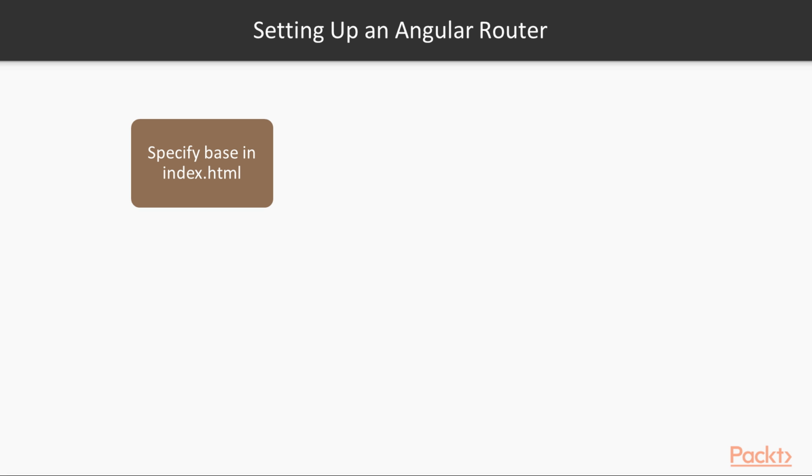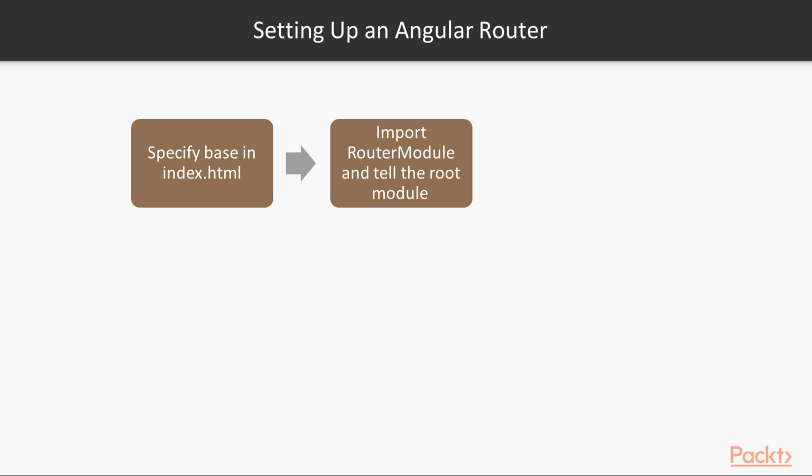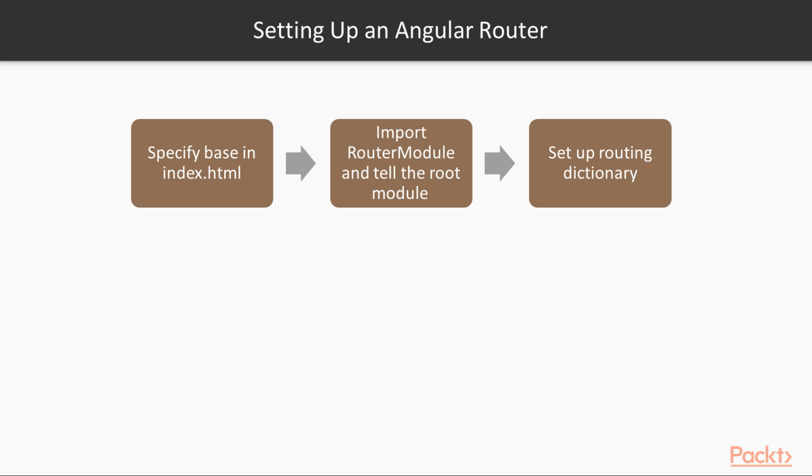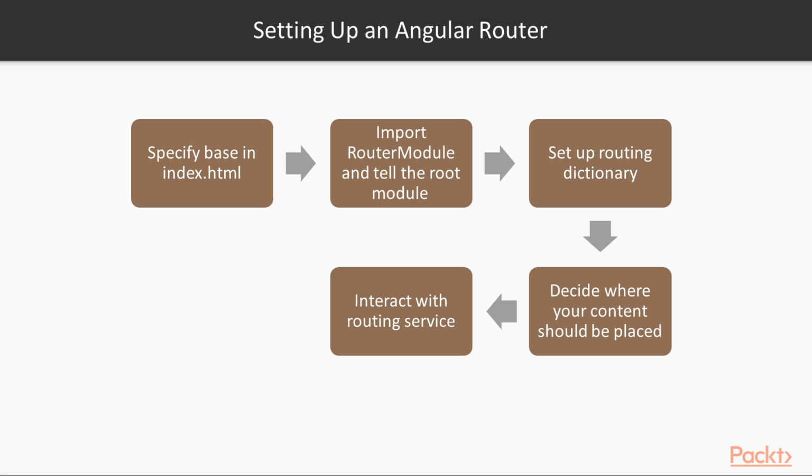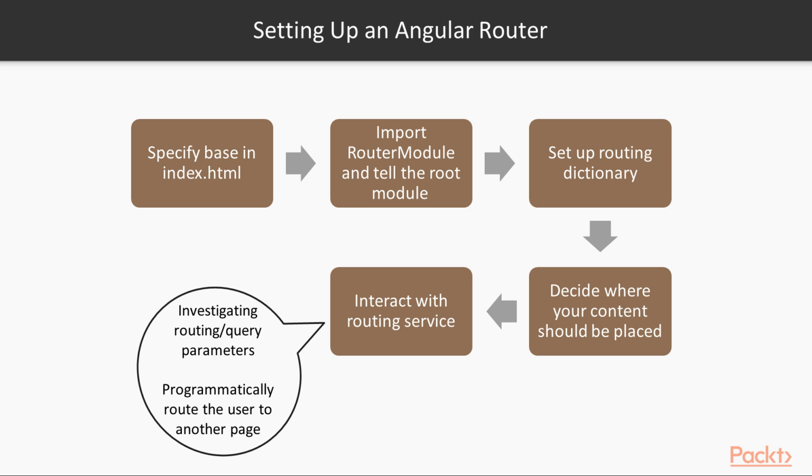Specify a base element in index.html. Import the router module and tell the root module about it. Set up a routing dictionary. Decide on where to place the viewport of your application. That is, decide where in the page your content should be placed. Interact with the routing service if you want to investigate things such as routing or query parameters, or if you need to programmatically route the user to another page in your application.